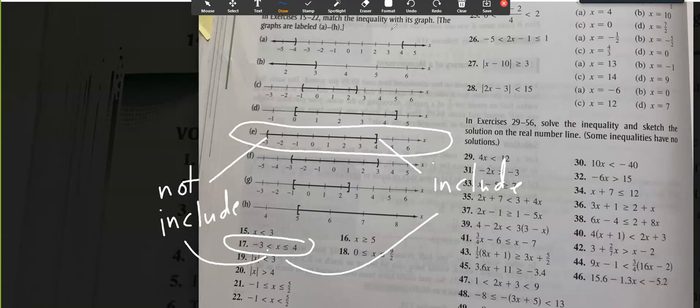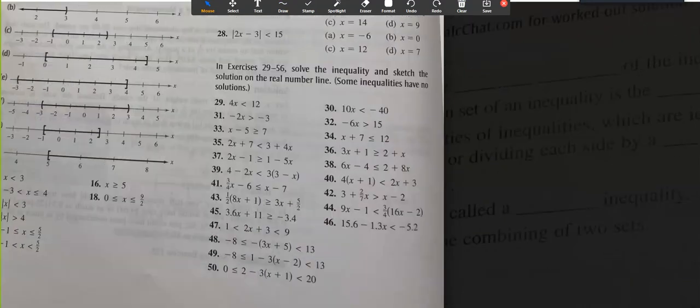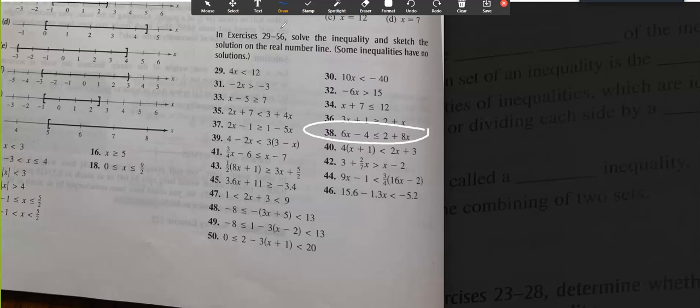Was there another one inside that little graphing section that they wanted you to do? No. Next one is question 38. Solve the inequality. You solve this exactly the same way you would solve an equality, something that has an equal sign only.